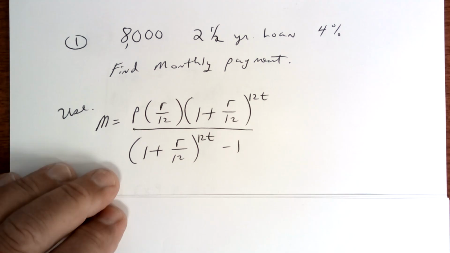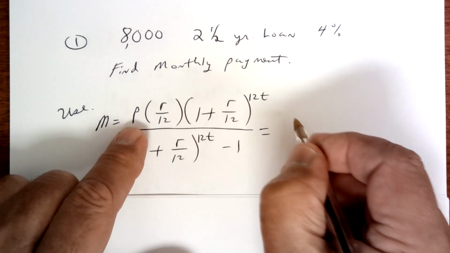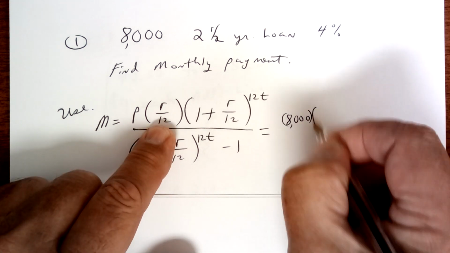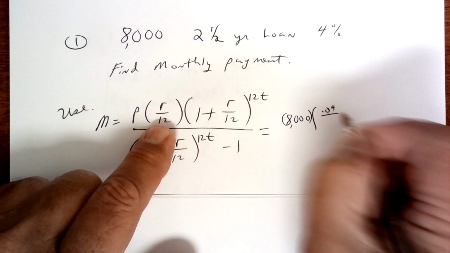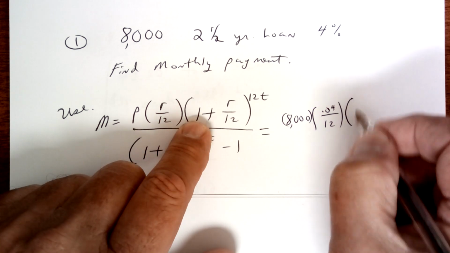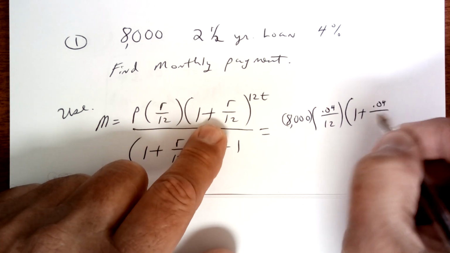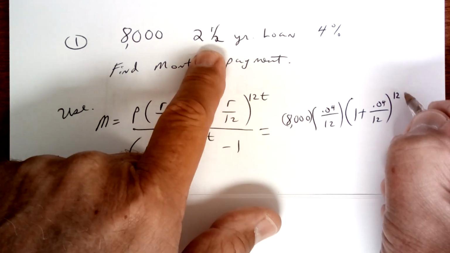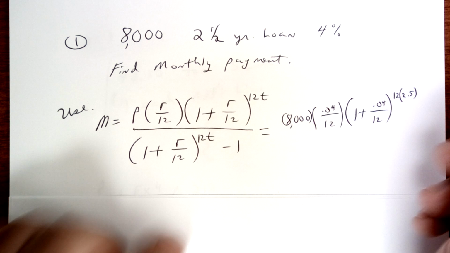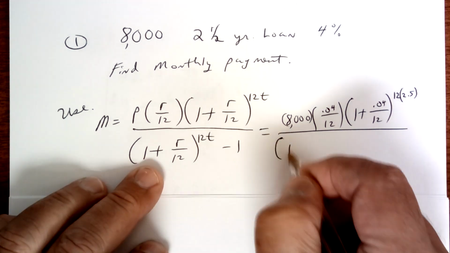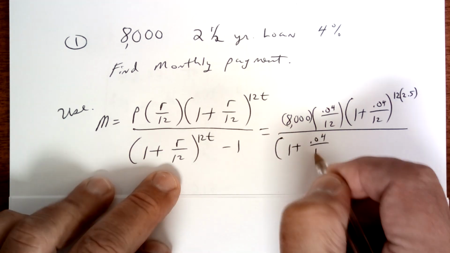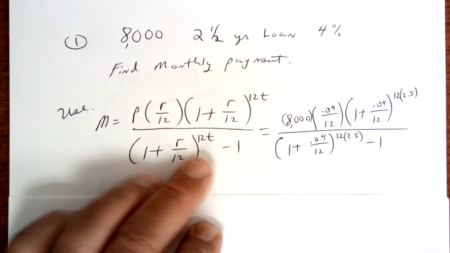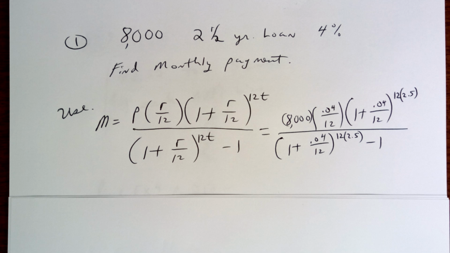So what you're going to do is take the principal, which is 8,000, times the rate, which is 0.04, because you have to change it to a decimal, and then 12 times the time. The time is 2.5 years, so you want to use 2.5 on that. And then this is going to be 1 plus the rate, and then 12 times, minus 1. And then you use your calculator and figure all of that out to get the monthly payment.